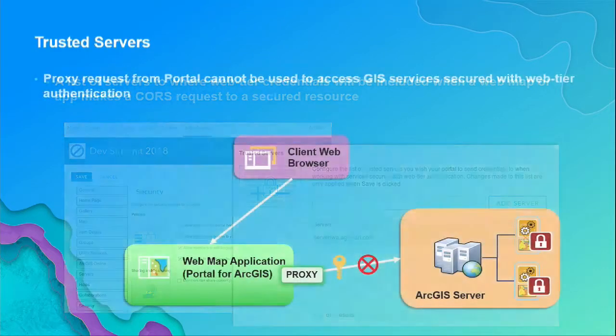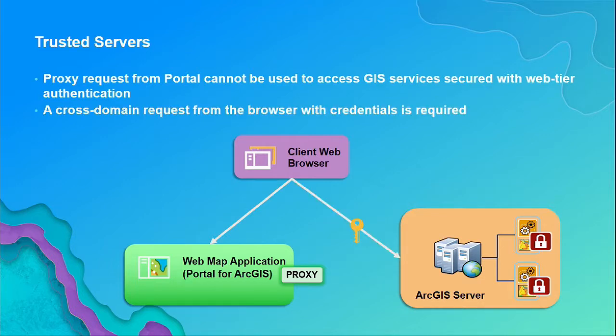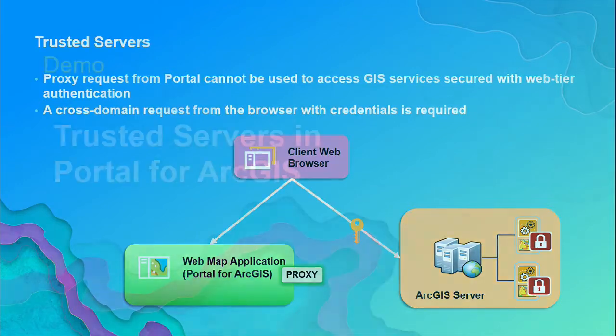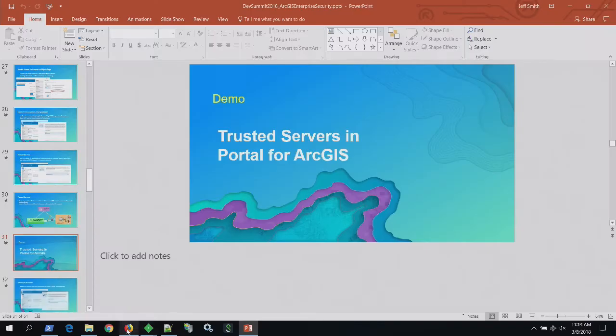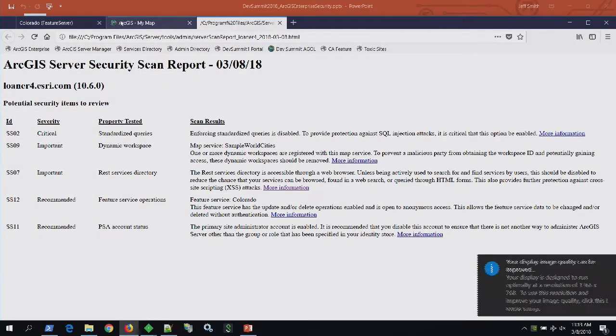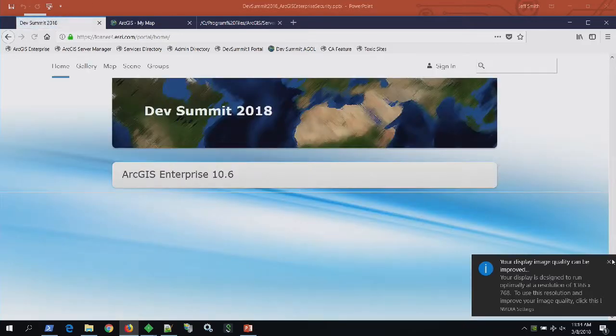I've got a little diagram here that shows what I'm referring to. In this case, since the service is secured with web tier authentication, the internal proxy can't make a request directly to it and pass the credentials. And so the browser needs to make a CORS request to it with credentials included. I've got a little demo here that I can show you. Let me go back here, and I will log in to my map.